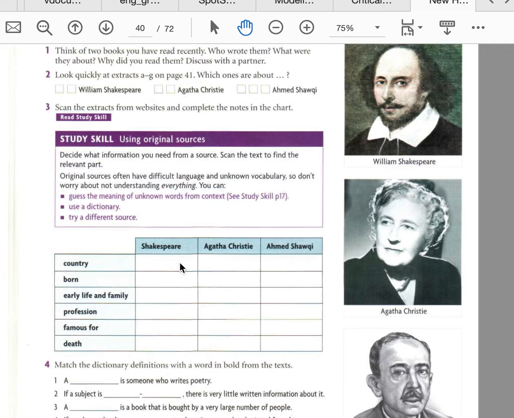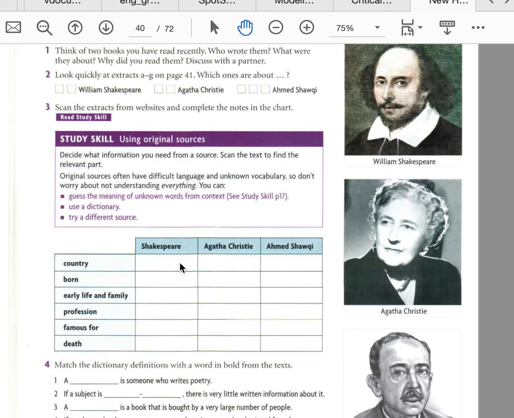The third skill here: using original sources. Of course, when you're writing your thesis, research paper or an article, you need to find the original sources. Do not take sources from Wikipedia or an encyclopedia, etc. Just use the original sources or scientific books. So decide what information you need from a source. Scan the text to find the relevant part. Original sources often have difficult language and unknown vocabulary, and that's usual. So don't worry about not understanding everything.